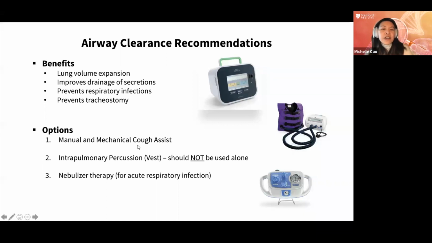And the vest should not be used alone because you can mobilize secretions into the larger airways, but these patients have a weak cough, so they can't cough it up, so it can cause a mucus plug. So it's important if you're going to use a vest, you need to use it with the mechanical cough assist. And also the nebulizer therapy. This is a lot of times used for an acute infection.